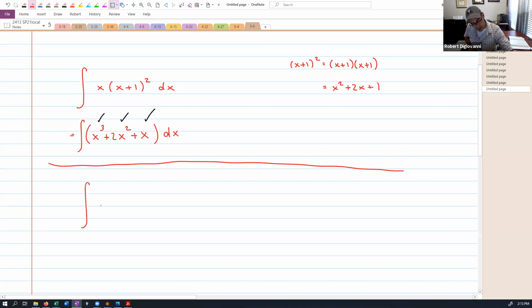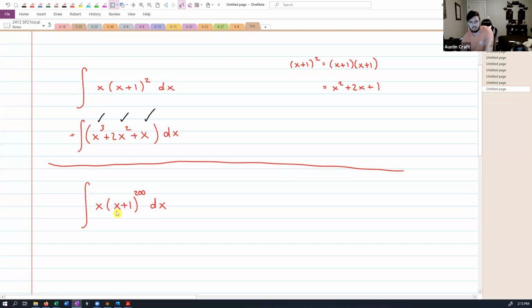What if I change the problem to that? Now, do you feel like doing that algebra? Do you feel like doing x plus 1 times x plus 1 times x plus 1 200 times? And then after you do that, distributing an x through?